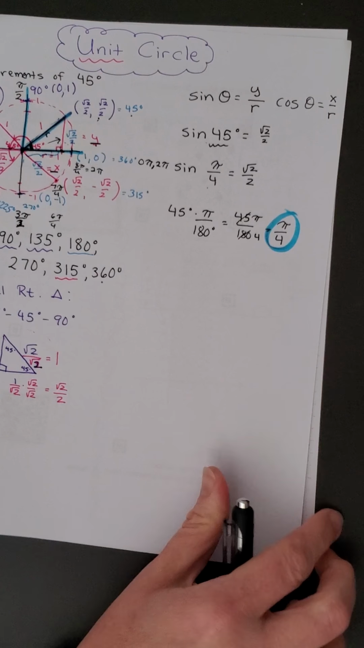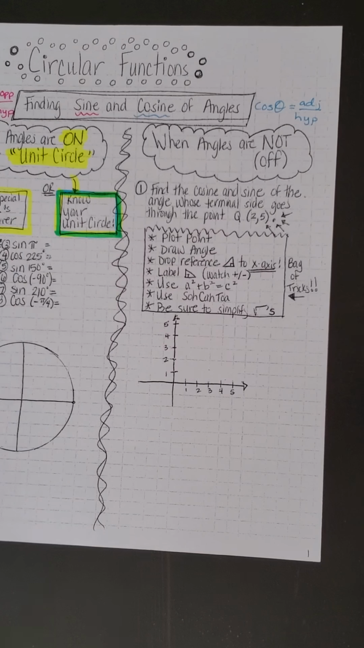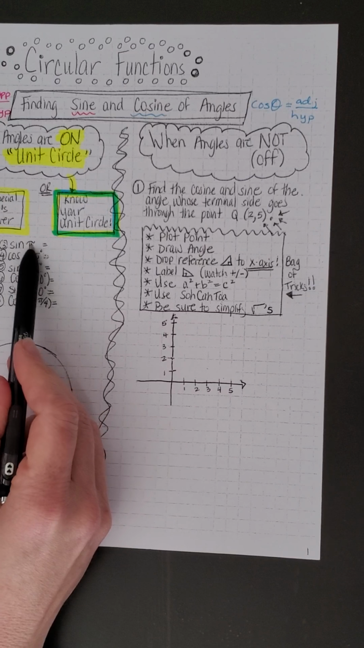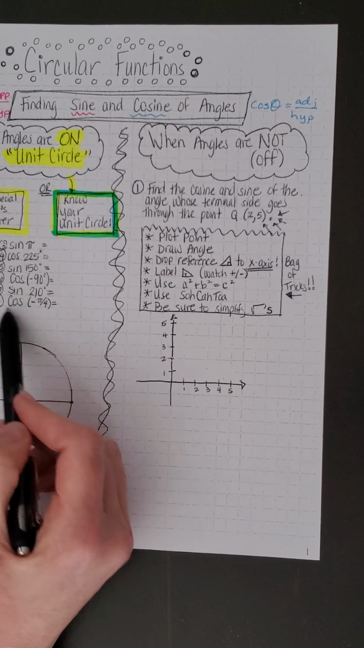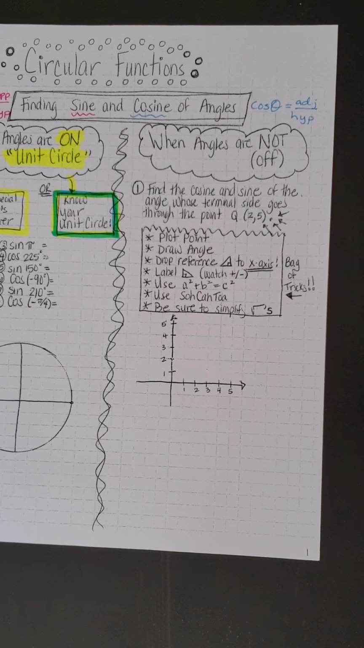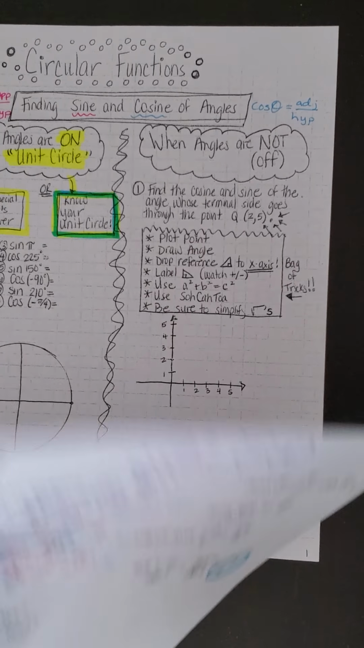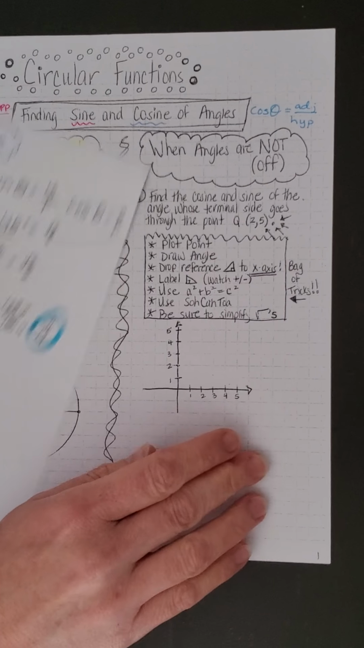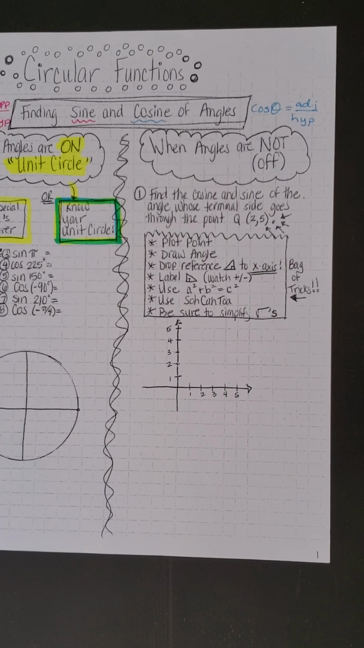All right, so we've talked about increments of 45 degrees on the unit circle. Now we're going to take a look back at some of these and decide which ones are increments of 45s. Remember, these were our increments of 45s. So I'm going to highlight the ones that we're going to work on first.